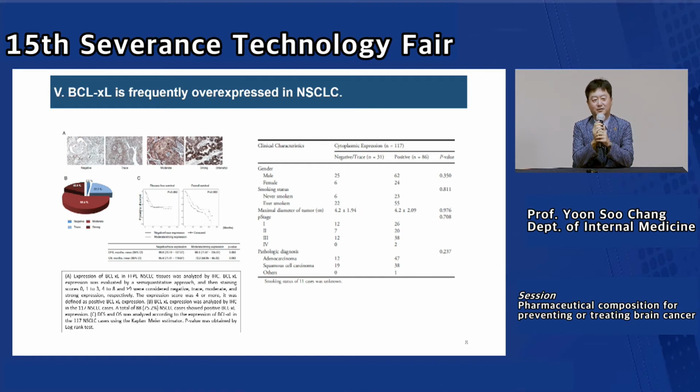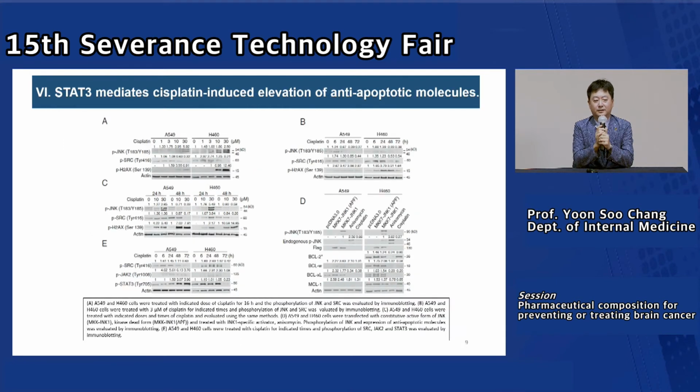Among paraffin-embedded tissues collected out of a total of 117 patients, more than 3/4 of the patients expressed increase in anti-apoptotic molecule at a moderate or higher level. Increase in anti-apoptotic molecule has obvious negative effect against survival.